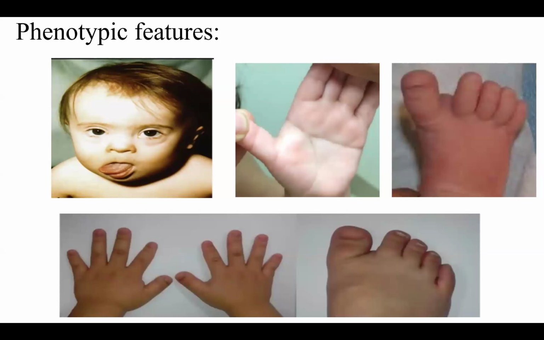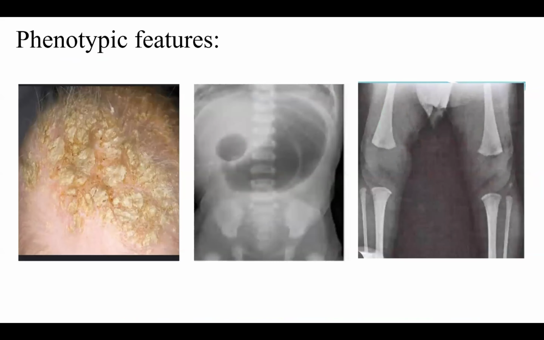Phenotypic features in the face include a flat facial profile, flat nasal bridge, epicanthal fold, upslanting palpebral fissures, and protruded tongue. In the hand, you can see simian crease, sandal gap, and short fingers and toes, which indicate brachydactyly. Seborrheic dermatitis is a common finding in a child with Down syndrome, and they may also present with duodenal atresia, as you can see the double bubble sign in X-rays, and absent epiphysis will be there.